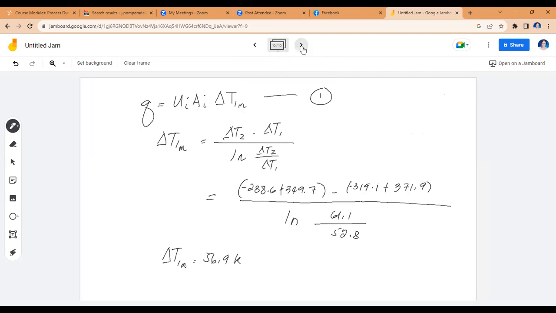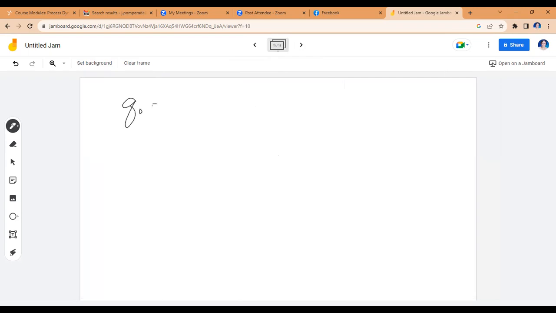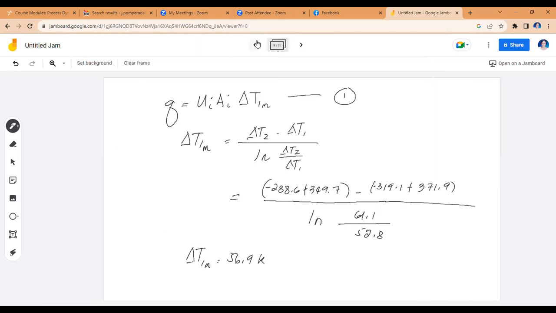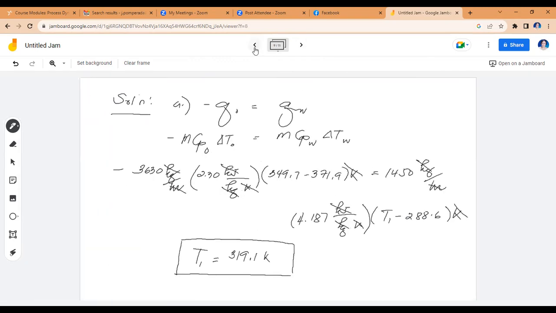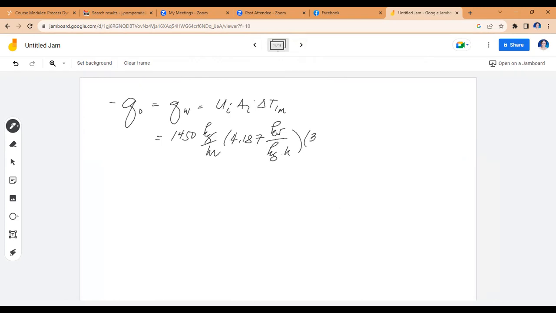So to get your AI, I place here Q of the oil, negative Q of the oil or Q of the water, will be equated to UI AI delta T log mean. Okay, any, so we won't have any problem. We'll have that of water. So water is 1450 times 4.187 kilojoule per kilogram Kelvin. And for its temperature, you have 319.1 minus 288.6, and we'll have the Kelvin here.